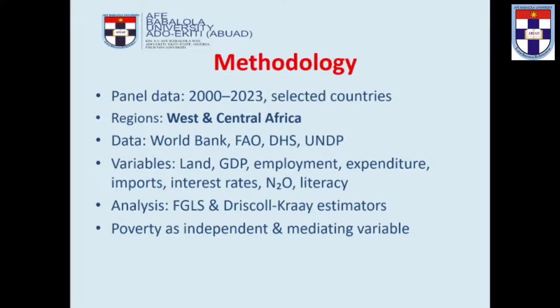To analyze data, the study used panel regression methods such as feasible generalized least squares and discrete estimators. This is used to ensure we have a reliable result. And poverty also serves as an independent and mediating variable.